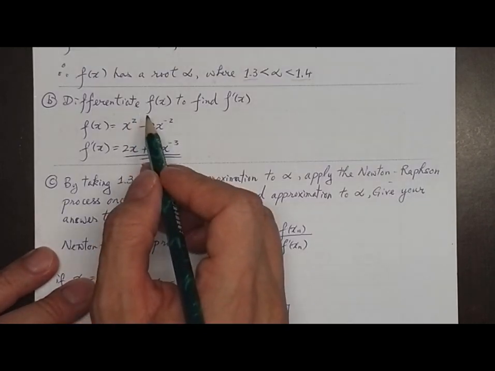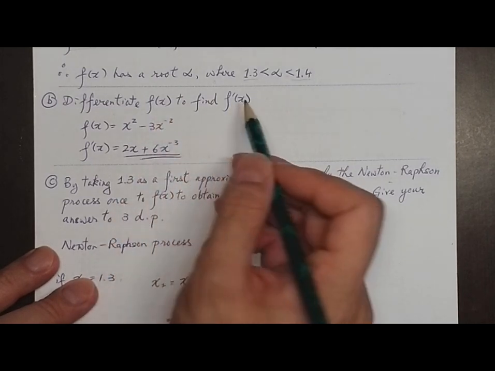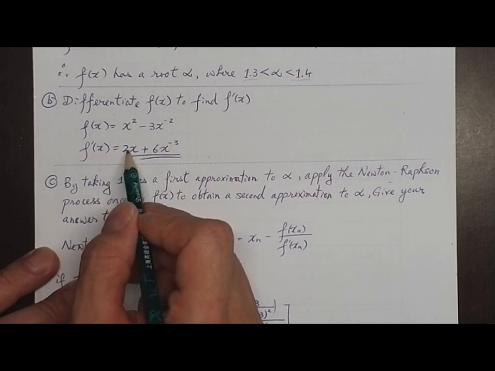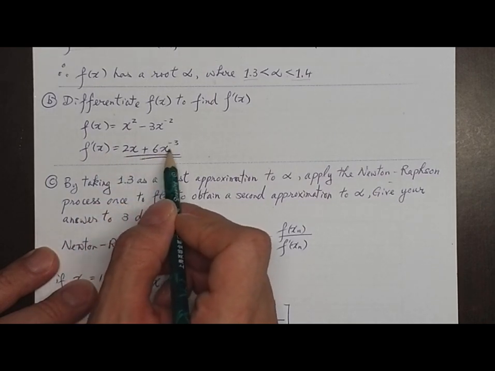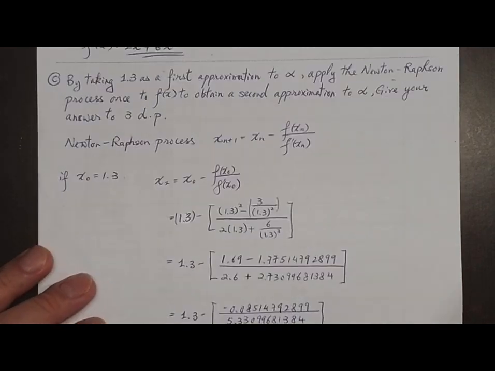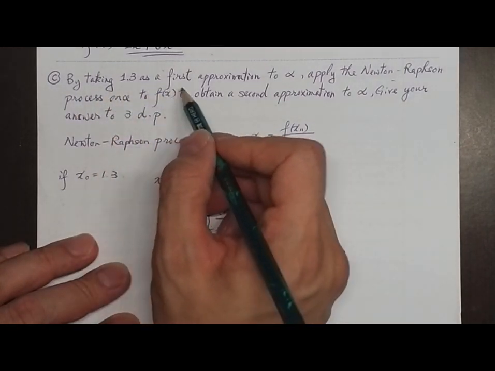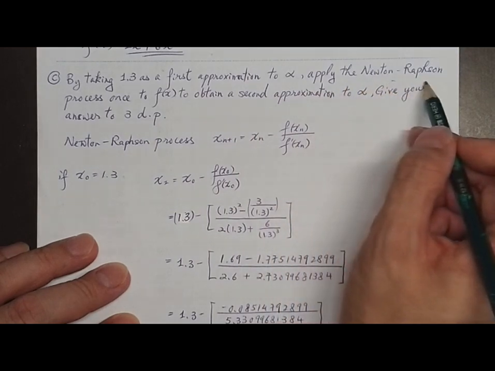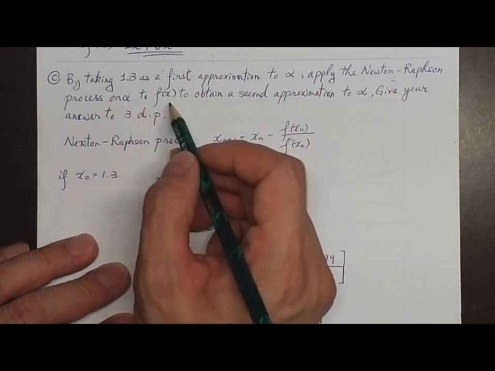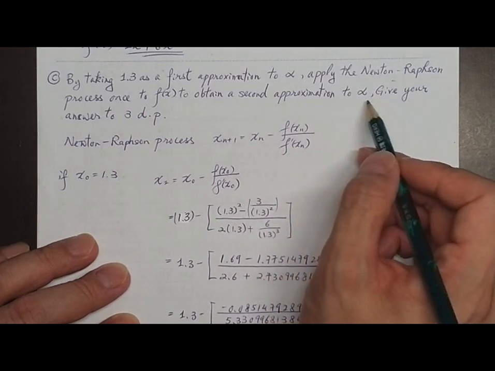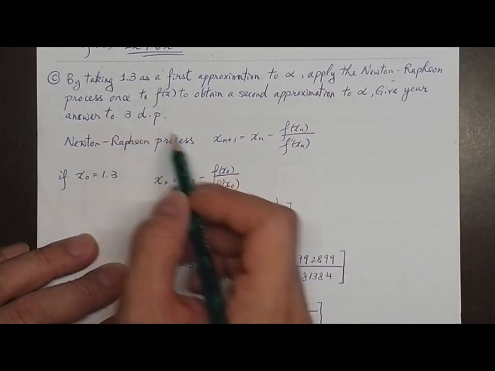Part b, differentiate f(x) to find the f dash x. So we differentiate these formulas. We got f dash x is equal to 2x plus 6x to the minus 3 power. And part c, by taking 1.3 as a first approximation to alpha, apply the Newton-Raphson process once to find a second approximation to alpha, give your answer to 3 decimal places.